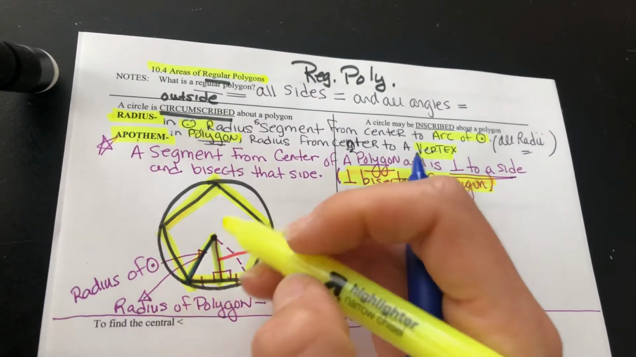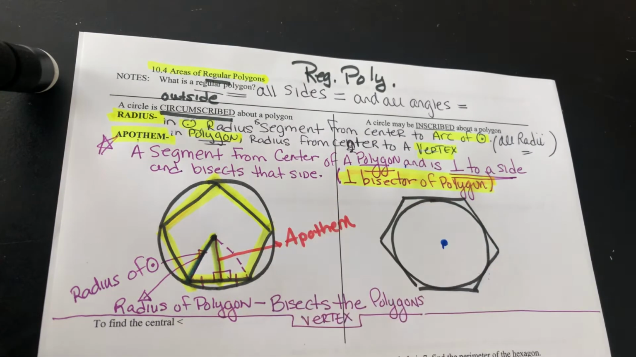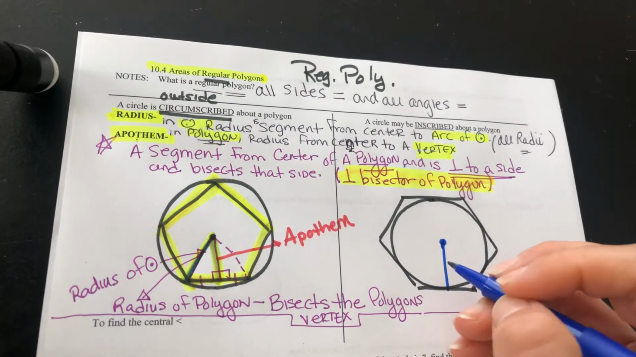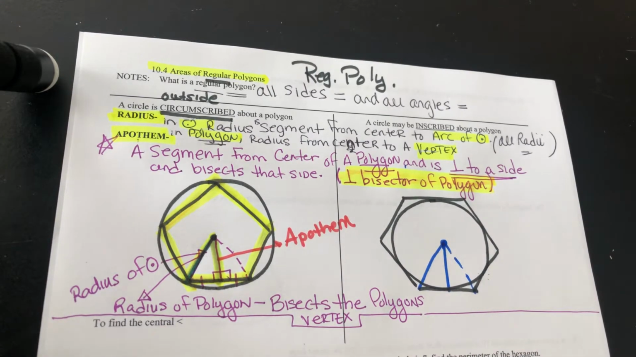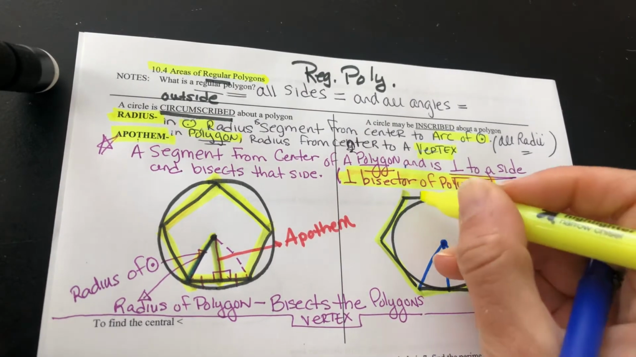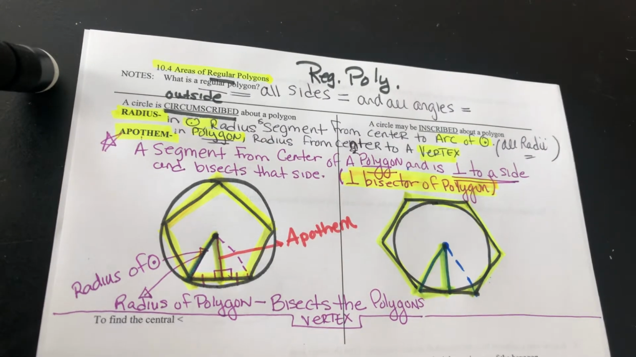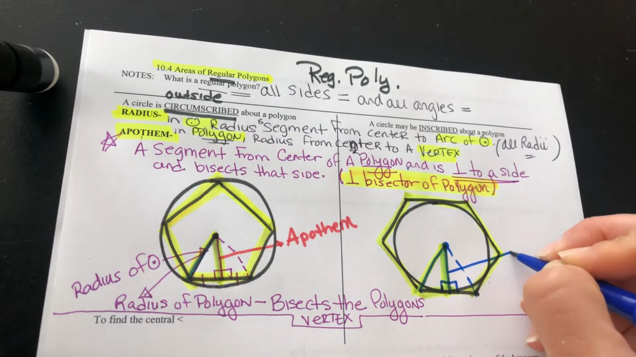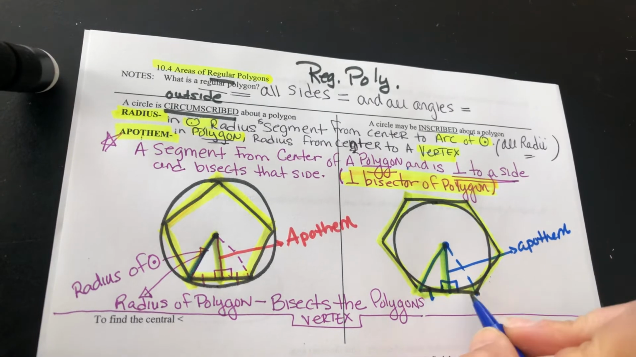If I draw the triangle, this radius is the radius of the circle, and this is your apothem. Always have your polygon, so let's highlight that. All I care about is the triangle. You're going to see how this works. This right here is your apothem. Your apothem is perpendicular and it bisects the side.